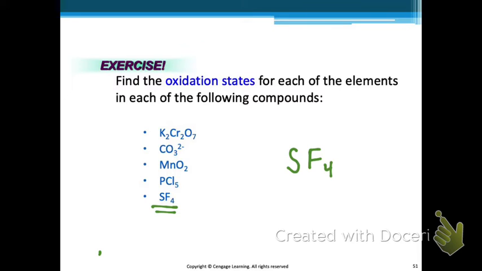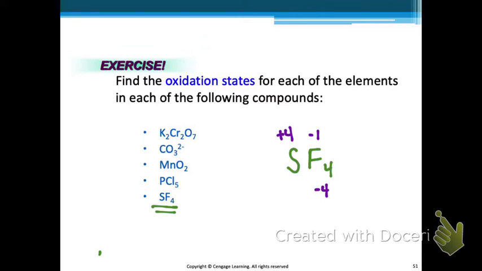Okay, does it have one of the big 3? Yes, and I'm combining them. Fluorine, we said, was -1, and there's 4 of them, so that gives me a total of -4. And so sulfur then has to be what? +4. Right, pretty simple, right?